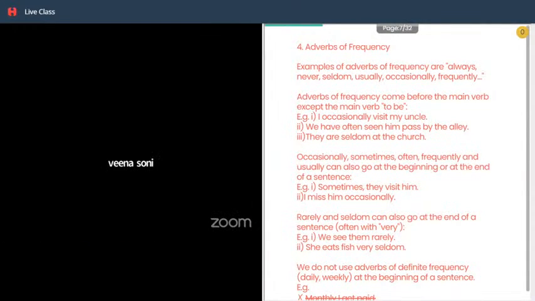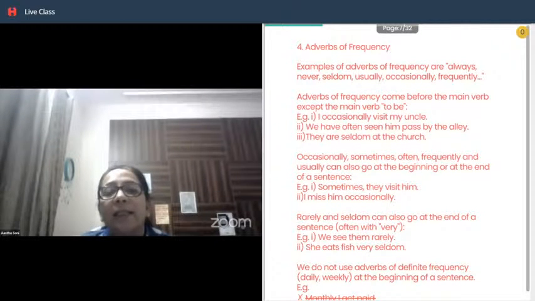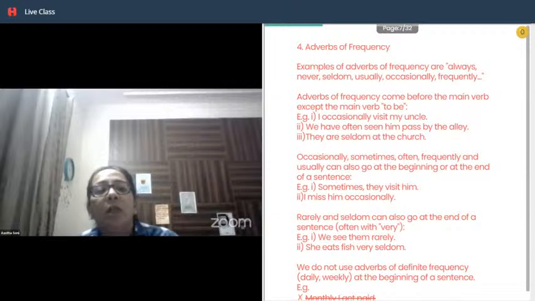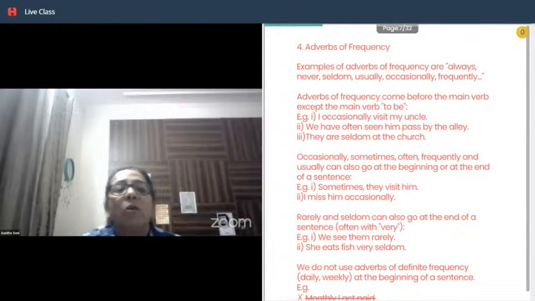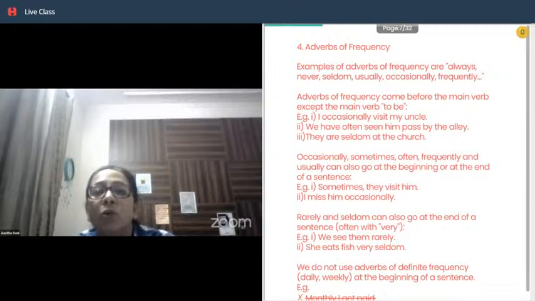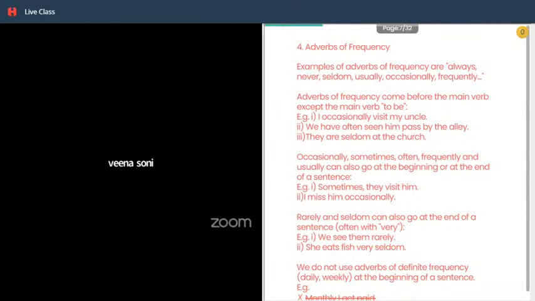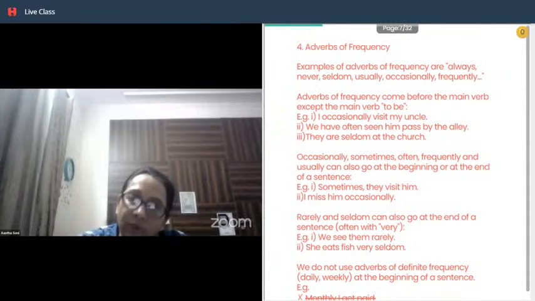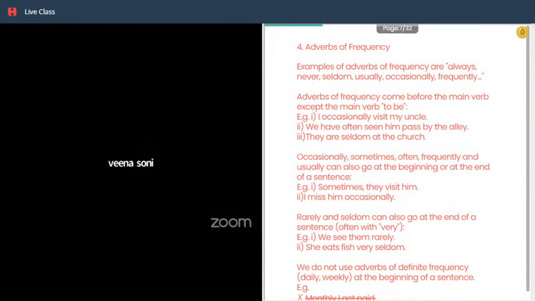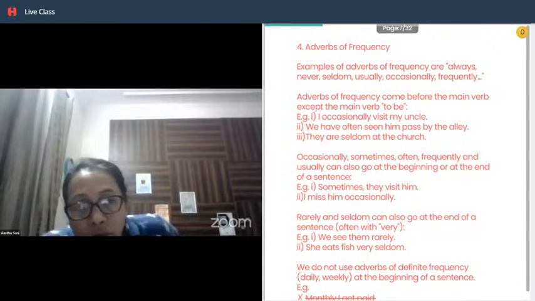Adverbs of frequency come before the main verb, except the main verb to be. So most adverbs of frequency are going to come before the main verb. Now you can have a helping verb and a main verb. I had discussed it initially when we started the class. So that is something which you need to identify and practice. That's the best way to deal with it.